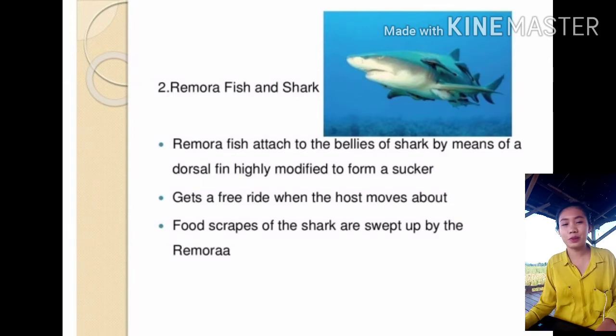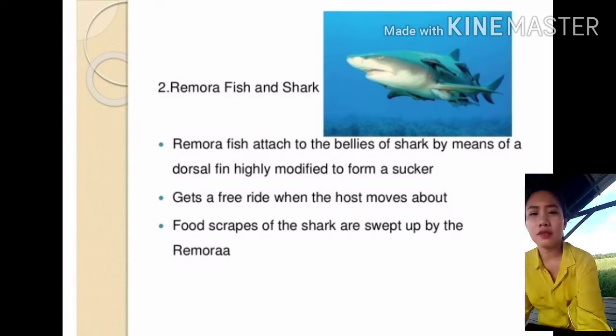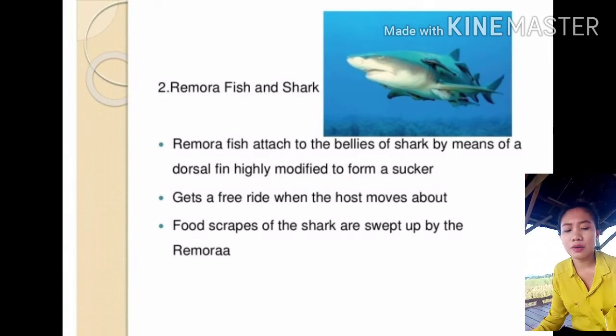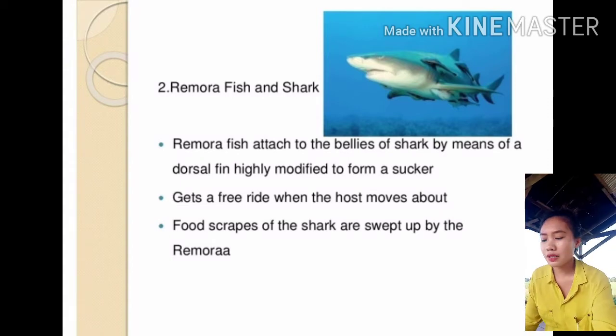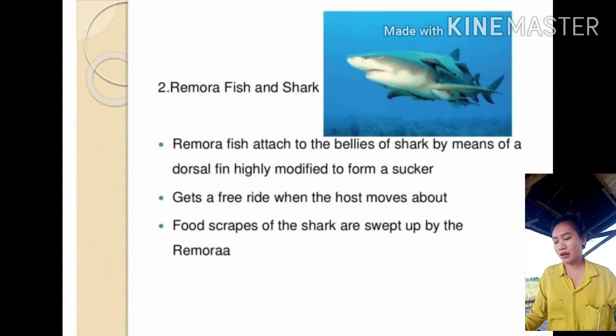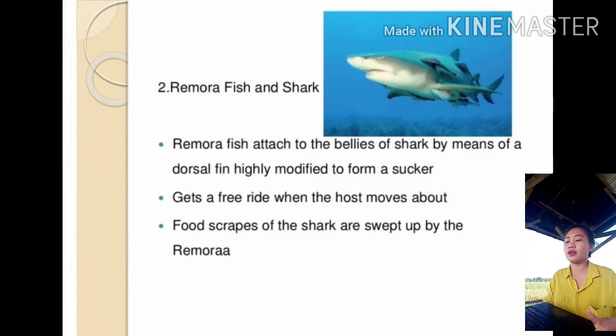It is the dorsal fin. So it forms as a sucker. It sucks the skin of the shark for them to attach on that belly. It gives them a free ride when the host moves about. So this means that while the host is moving, the shark is moving, getting for their food, this remora fish as well moves about. And food scraps of the shark are swept up by the remora.